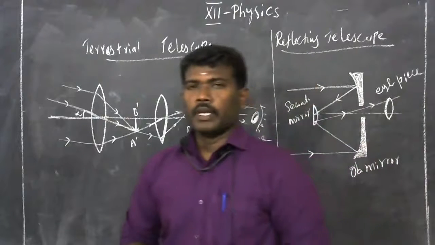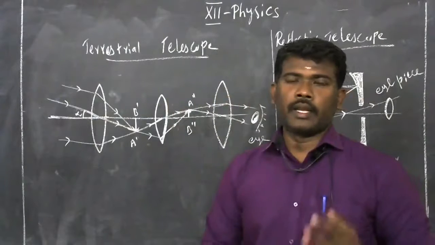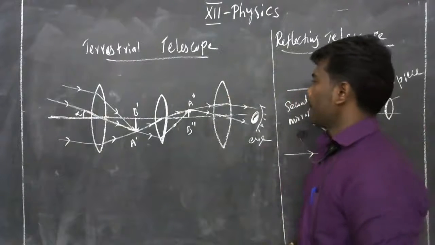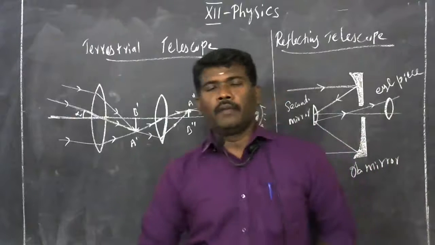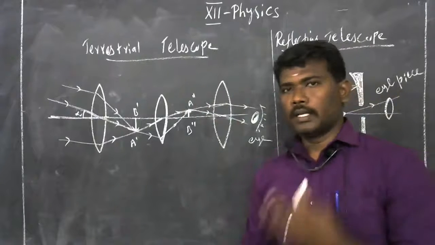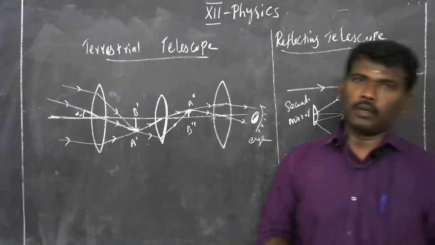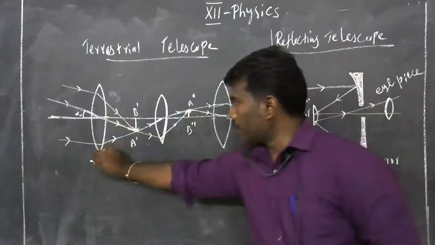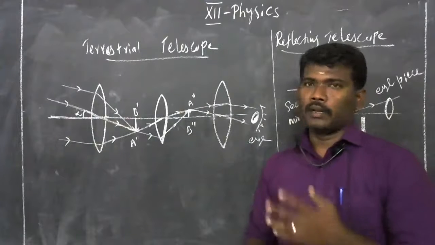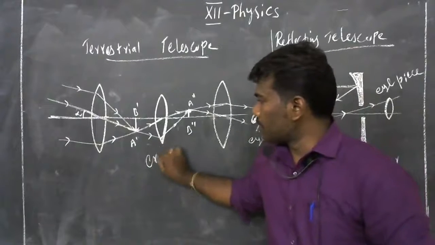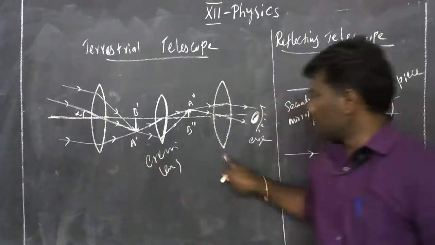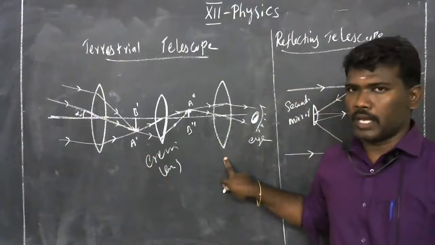Terrestrial telescope, in this case we are going to use three convex lenses, because finally we get the erect image. So additionally, if you are using one more lens in between the objective and eyepiece, this lens is called an erecting lens. If you are using these lenses, finally it produces an erect image.